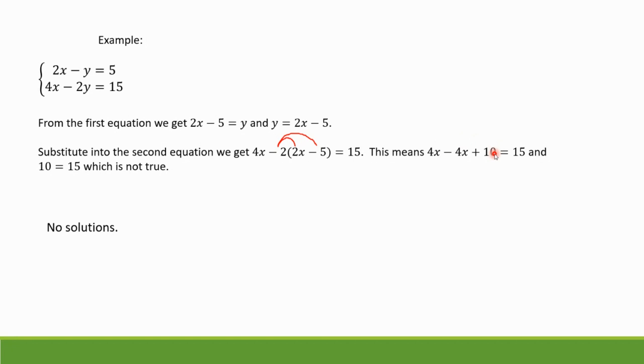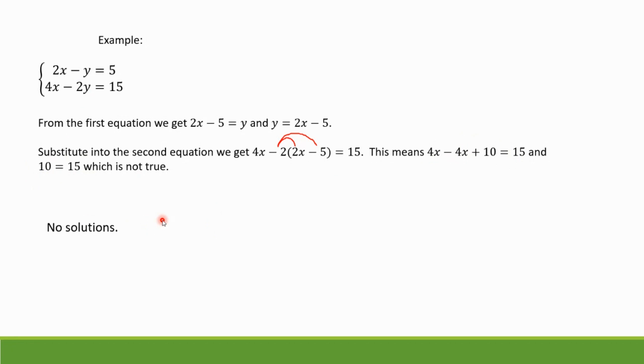But notice what happens here. These 4x's cancel, see? And we get 10 equals 15, which is not true. There's no variable there in this equation, and this is always false. That tells us there are no solutions. So this is an inconsistent system of equations. So this system is not consistent.